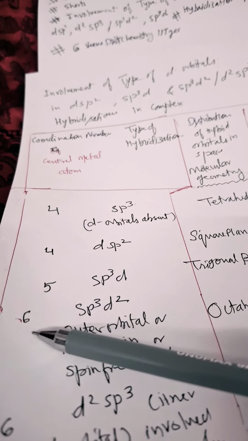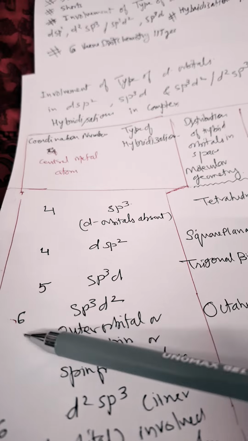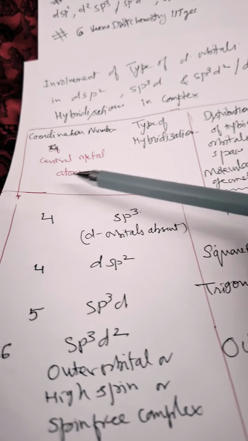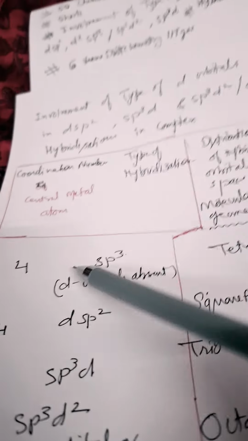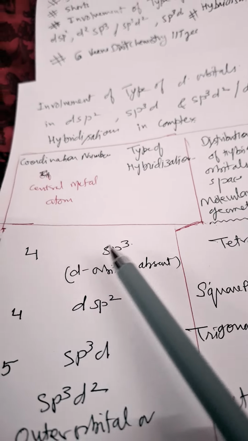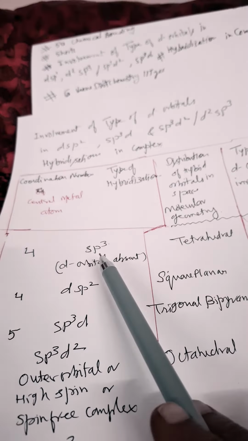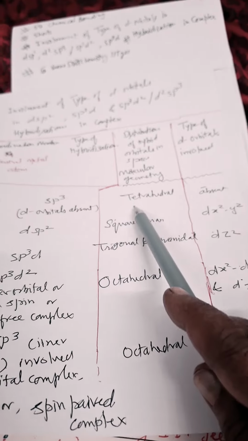6 surrounding atoms around the central metal atom. Clear? So coordination numbers 4, 4, 5, 6, 6. Here I have written 4 two times because in one of them the d orbital is absent. At that moment sp3 hybridization occurs, a tetrahedral shape will be there, and the d orbital is absent here.